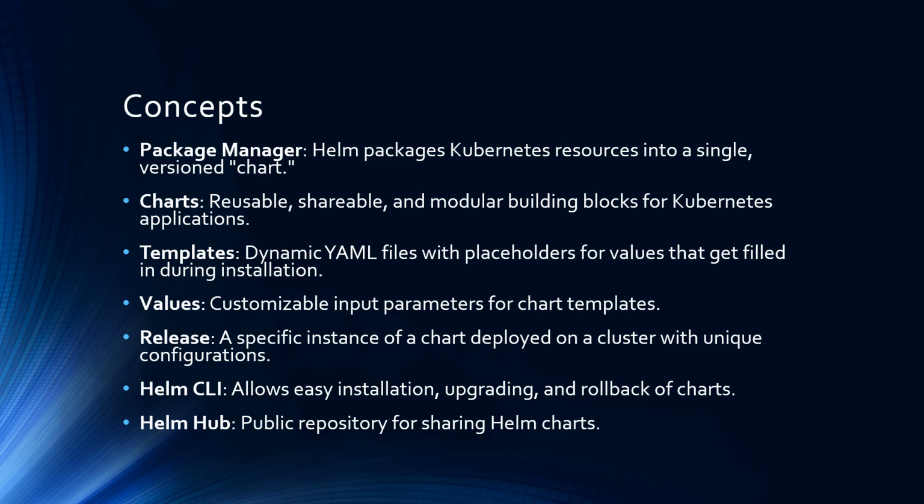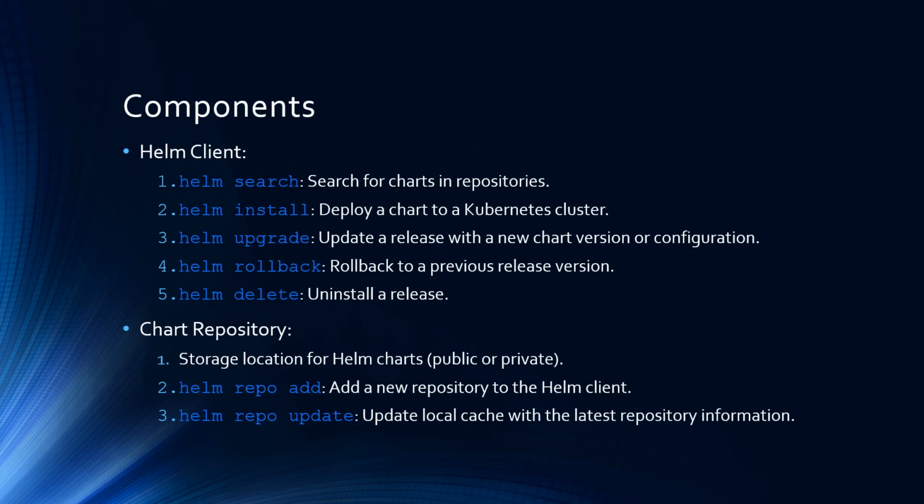The Helm Hub, now part of Artifact Hub, serves as a central repository for sharing charts. It's a valuable resource where you can find pre-built charts for many common applications and services. Let's examine the key components that make up the Helm ecosystem, focusing on how they work together to manage applications in Kubernetes. The Helm client is your primary interface for working with Helm.